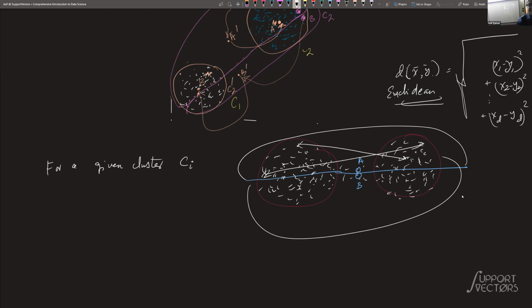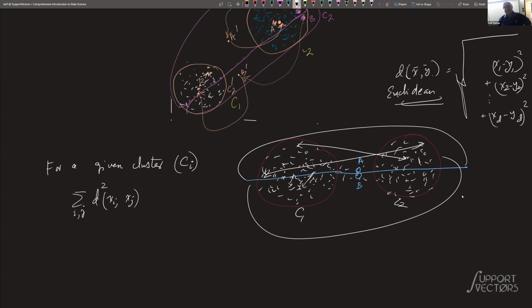From that intuition, we derive a measure for any given cluster Ci. For example, this is C1, C2. What you do is take every pair of points, Xi, Xj, and compute the distance between them. The square of the Euclidean distance is more relevant. You sum over i, j all the pairwise distances. You realize that all pairwise distances in the red cluster will be much smaller than pairwise distances in the white clustering, isn't it?